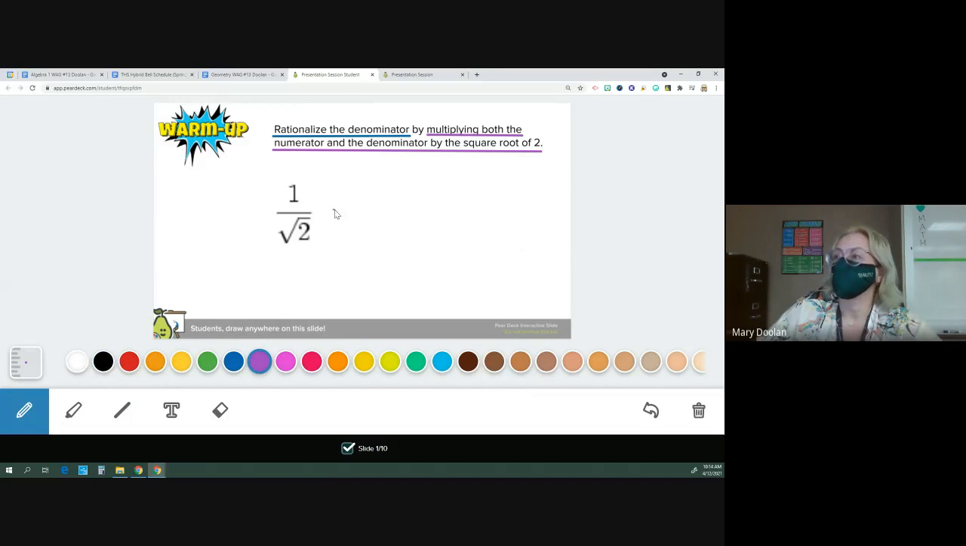So I'm just going to multiply by the square root of 2 over the square root of 2, which is essentially multiplying by 1, right? Because anytime you have a number over itself, this is just equal to 1. And you can multiply by 1. That doesn't change the value of something, but it does change the way it looks sometimes.